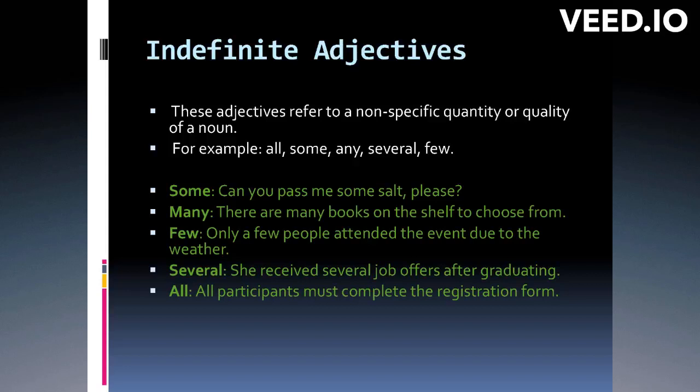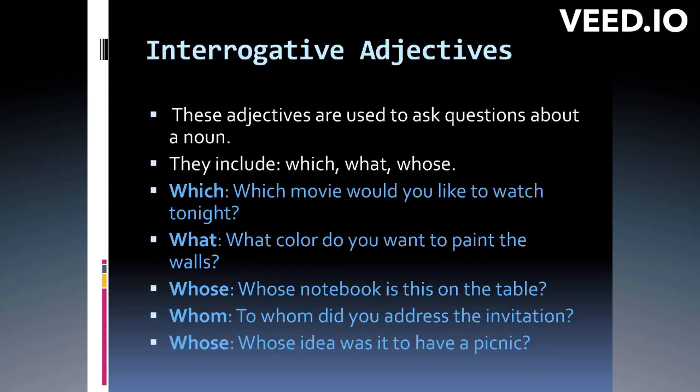Okay. Next one is interrogative adjectives. These adjectives are nothing but we are using these for asking questions. Like, what are the adjectives here? I can tell you are which, what, those. I mean, whose. Sorry. So, what? What color do you want to paint the walls? Here we are asking a question. That is an interrogation.